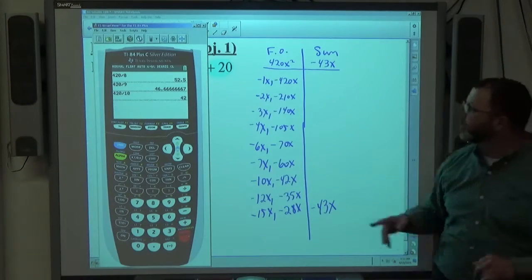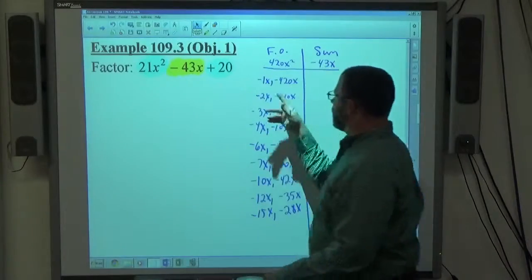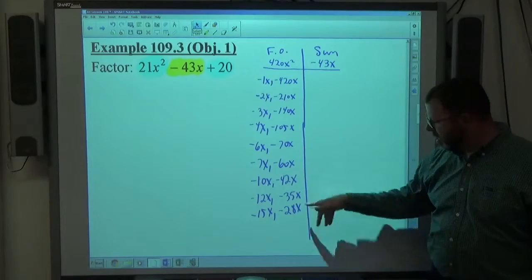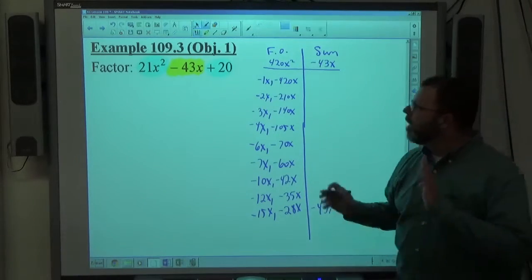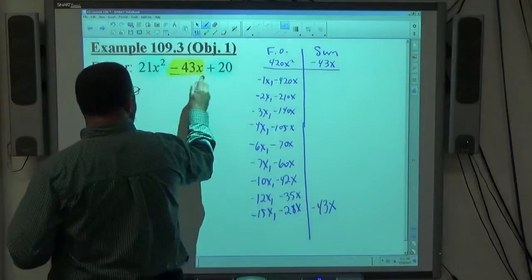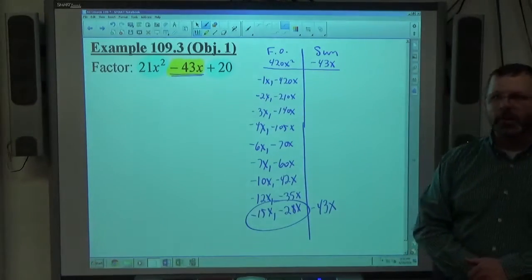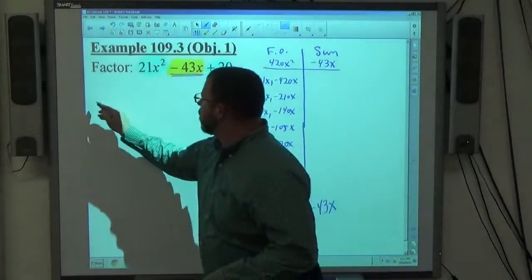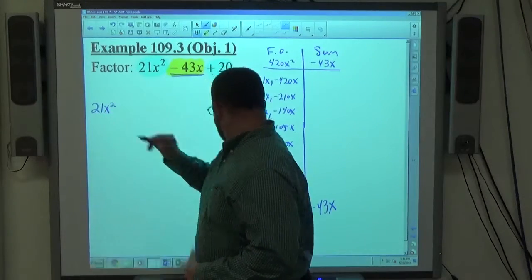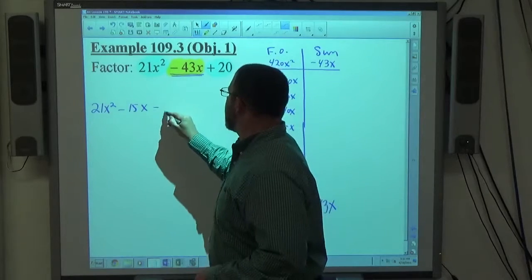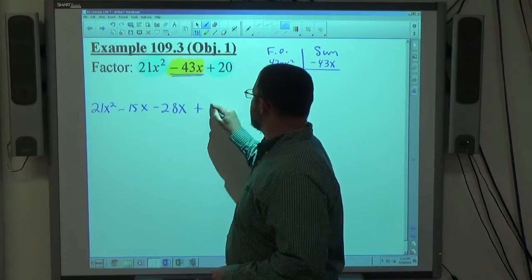So that's how you do it. Each time you get a pair, just mentally add. If it's the right number, great. Stop. If it isn't, keep going. So negative 15x, negative 28x. So what I'm going to do here again is change this object into this pair of objects. If I count them out, first term 21x squared, second term negative 15x, third term negative 28x, and fourth term positive 20.